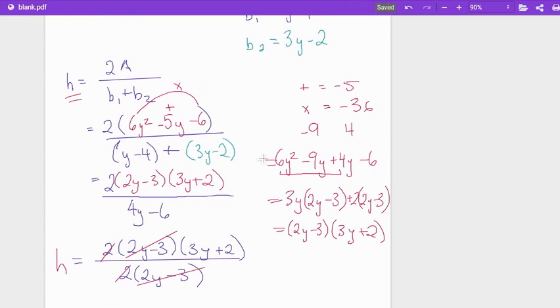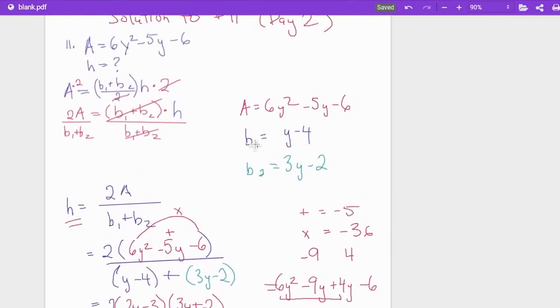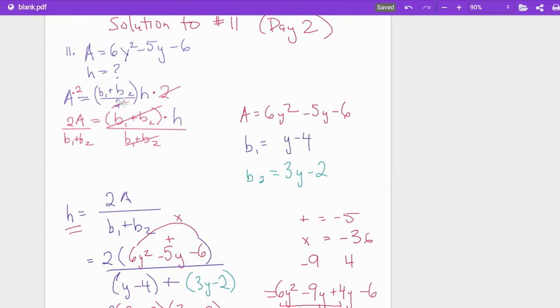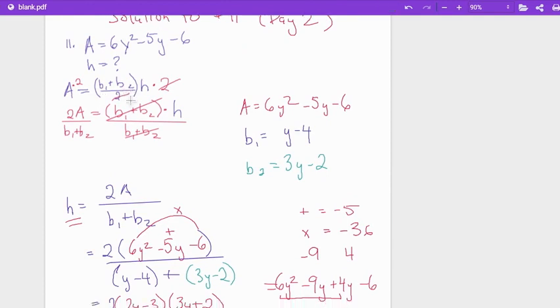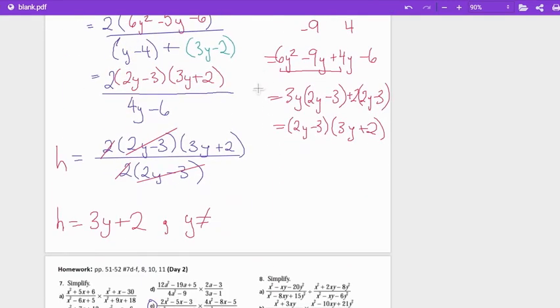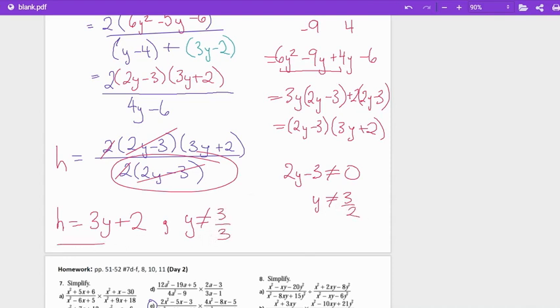Now, did we take any reciprocals? There was a 2, so that's fine. So now let's see. The only time that y was in the denominator was here, so I need to restrict this y. So 2y minus 3 cannot be equal to 0. Bring the 3 over, it's positive. You're going to divide everything by 2. So y cannot be equal to 3 over 2. And here is our height.